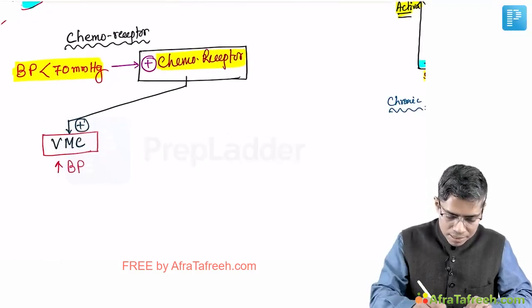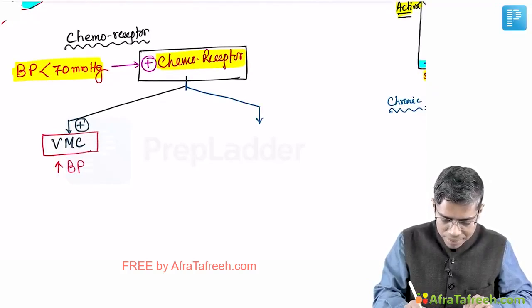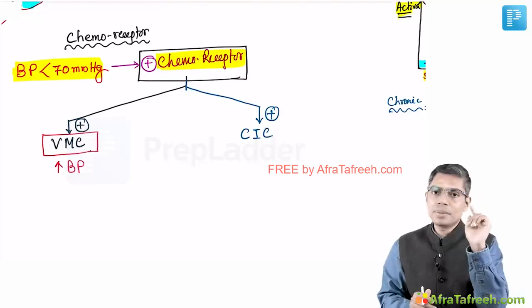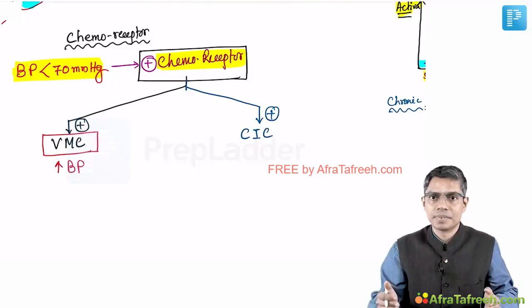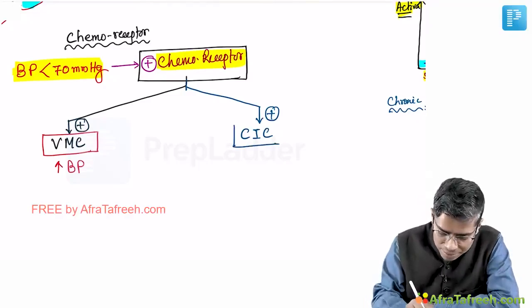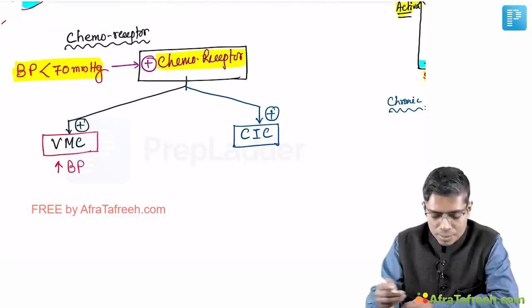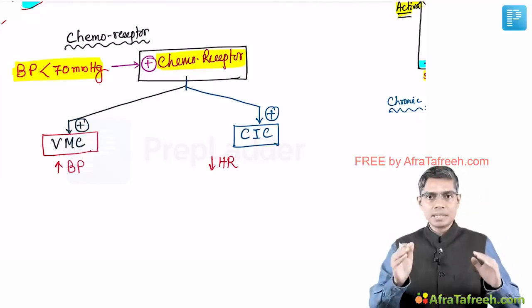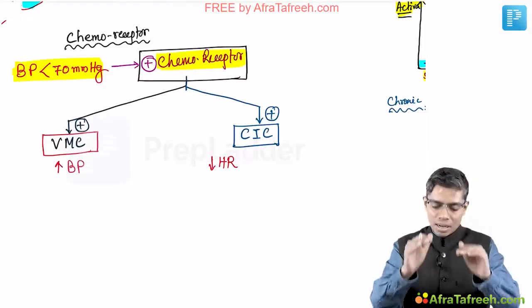Now what is the effect of chemoreceptor stimulation on CIC? It will also stimulate CIC. We have seen if the baroreceptor is active, VMC will be inhibited and CIC will be stimulated, but here both are stimulated, right? Now, if the CIC is stimulated, the parasympathetic is stimulated. What is the main effect of parasympathetic stimulation? Decrease in heart rate. So I can understand that this will try to decrease the heart rate. It means chemoreceptor stimulation means blood pressure will be higher but heart rate will be lower.